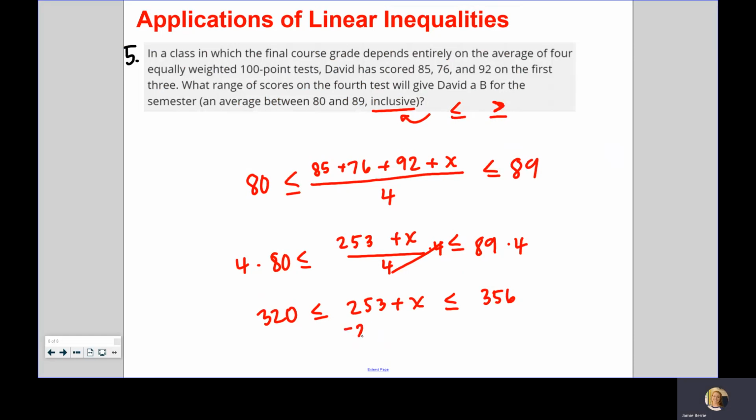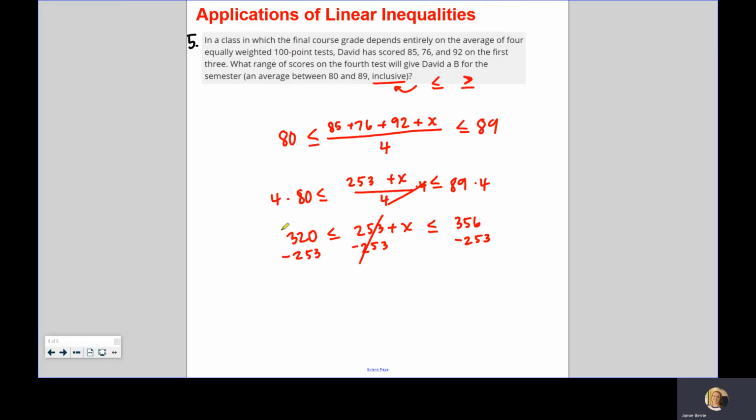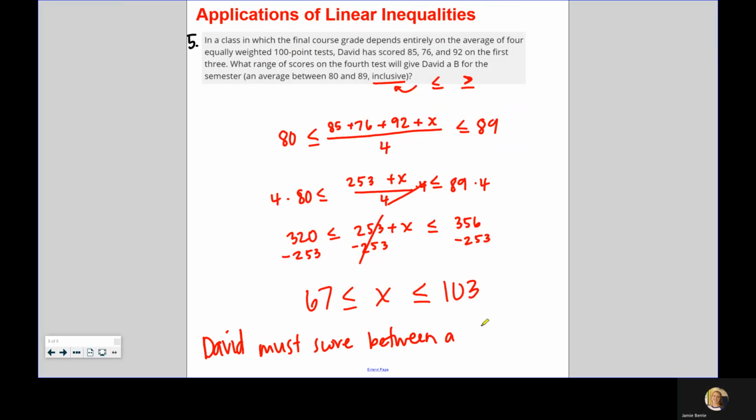All right, getting x by itself, so go ahead and subtract 253 from all sides. It cancels in the middle. 320 minus 253 is 67, less than or equal to x, less than or equal to 356 minus 253, which is 103. Whoa, 103. So David must score between a 67 and a 103 to get a B for the semester.